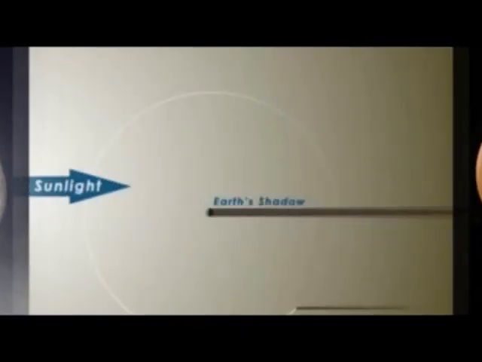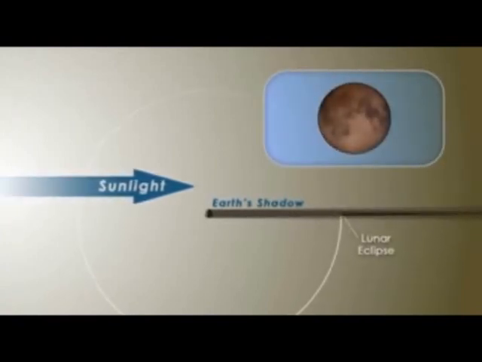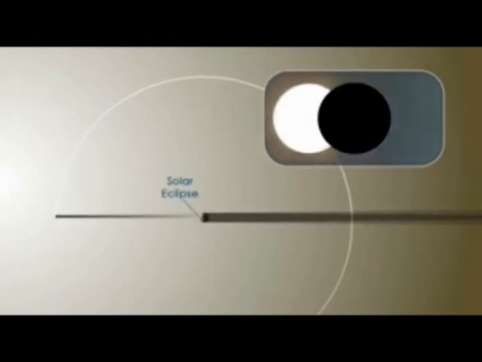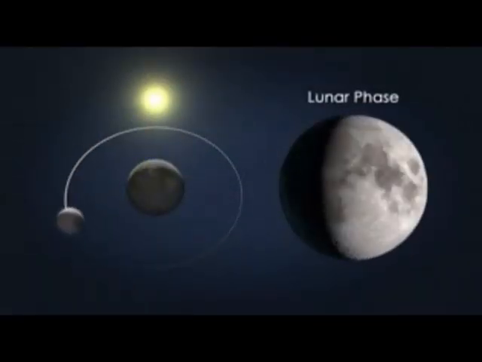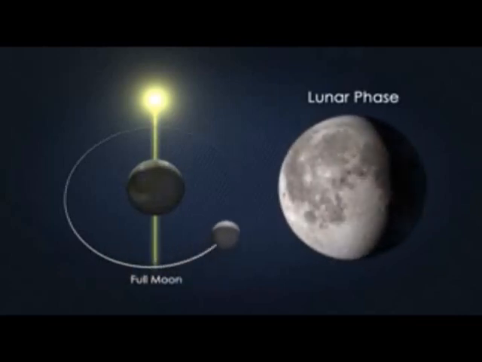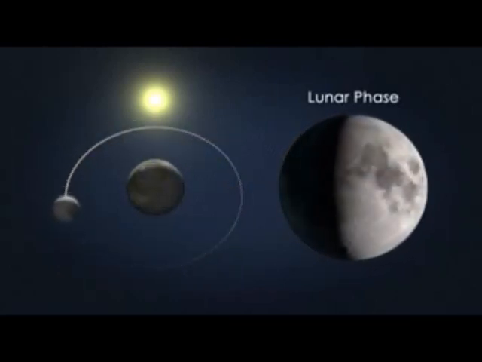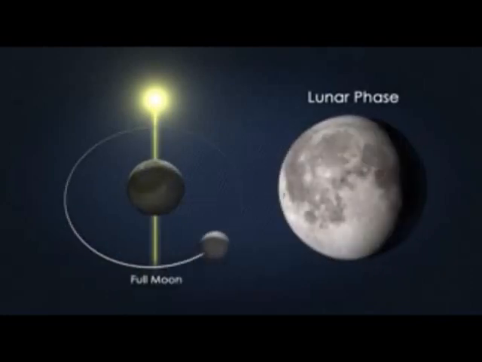So a lunar eclipse occurs when the moon passes through the Earth's shadow, just as a solar eclipse occurs when part of the Earth passes through the moon's shadow. But the moon circles the Earth every month as it goes through its phases, lining up at both full moon and new moon. So why don't eclipses happen twice a month?